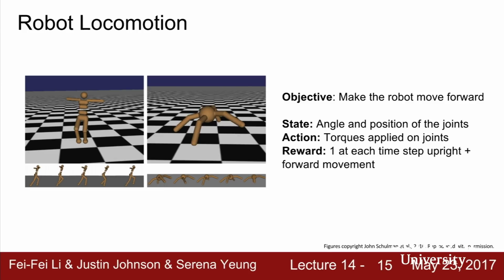And so these are trying to make the robot move forward, and then the reward that we get is our forward movement, as well as, I think in the case of the humanoid, also something like a reward of 1 for each time step that this robot is upright.